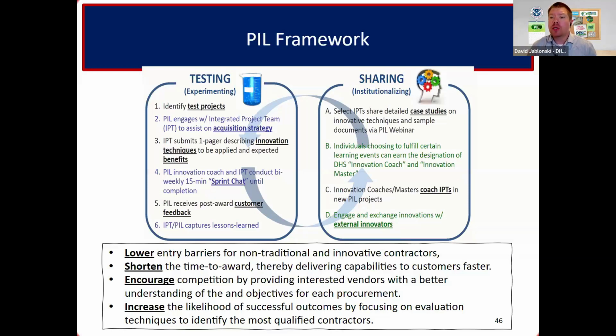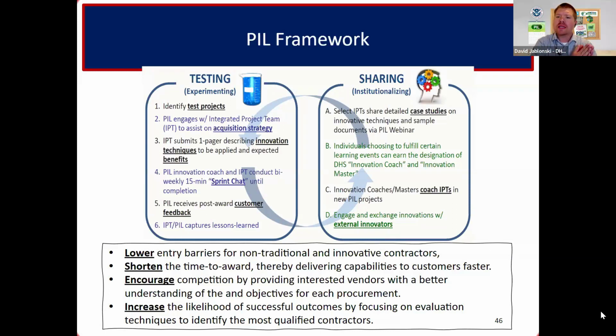Now, the PIL coaches like myself, we work with procurement teams, and this is 3 members of the team. We have your contracting lead, we have your program lead, and attorney lead. So we work with each of them on a bi-weekly basis. So just 15 minutes every 2 weeks, all the way from market research that we were just talking about a little bit ago, all the way through contract award. And we call them sprint chats where we do them. We're going to learn about that in just a little bit here.